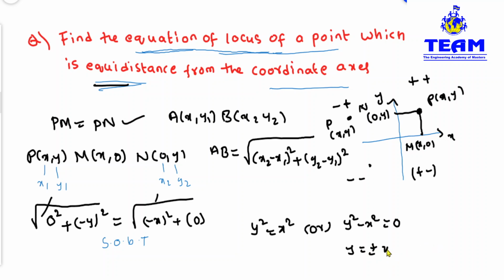Okay, y is equal to plus or minus x, or of course you can also say x square minus y square is equal to 0. Okay friends, this one you can also write as y plus x into y minus x is equal to 0. These represent straight lines, so the locus of this point represents a straight line.